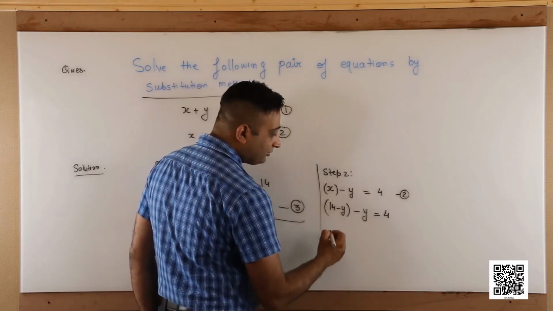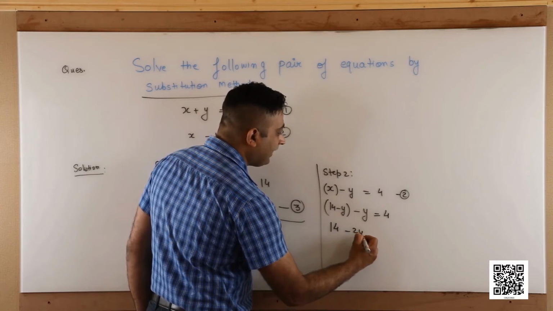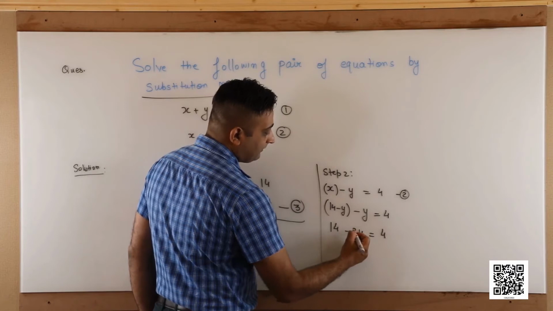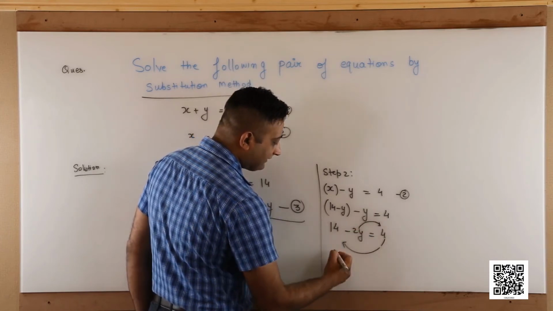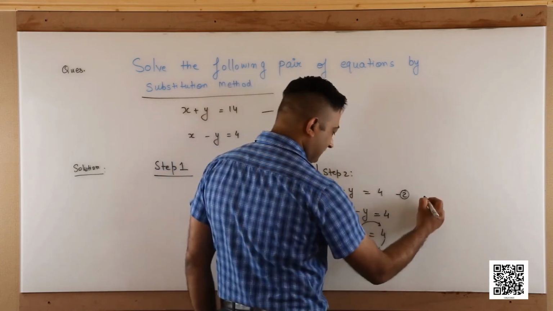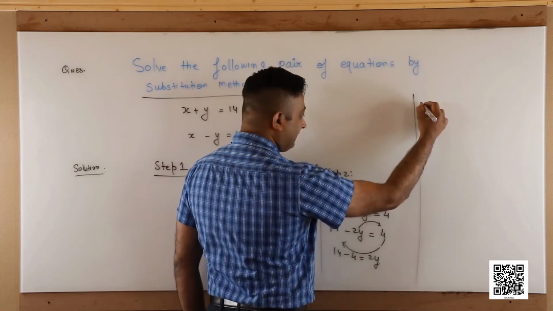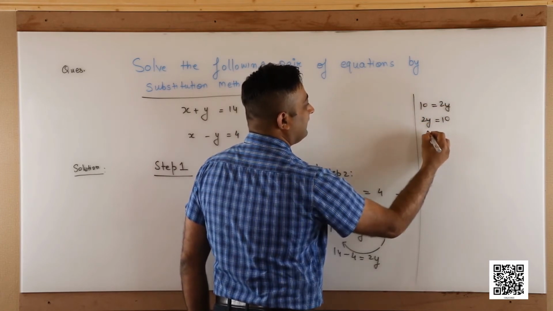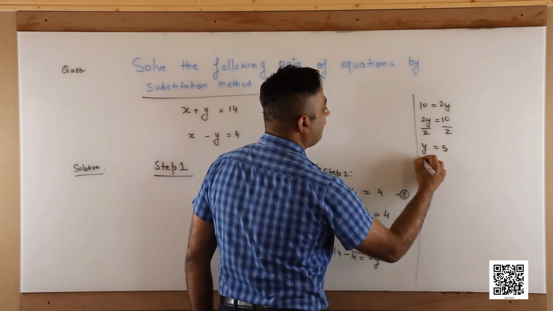Now we will solve this to find the value of y. That is 14 minus 2y is equal to 4. Now transposing 4 on the left hand side and 2y on the right hand side, we will get 14 minus 4 is equal to 2y. That is 10 is equal to 2y. That means 2y is equal to 10, and we will divide both sides by 2. We get y is equal to 5.